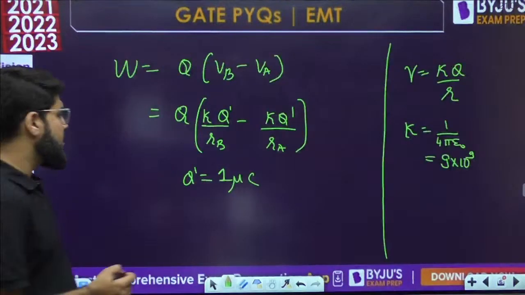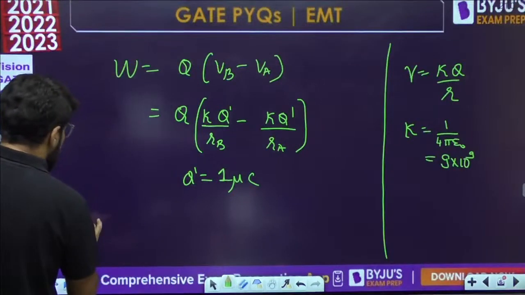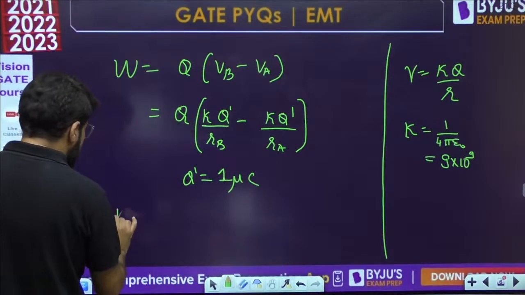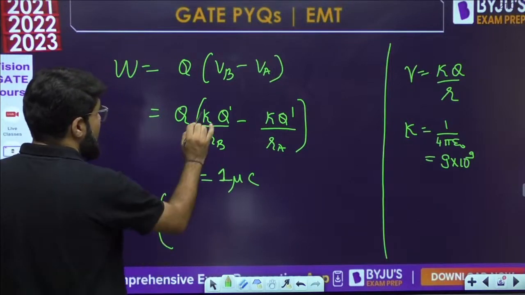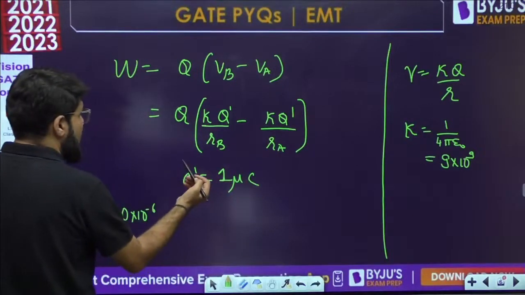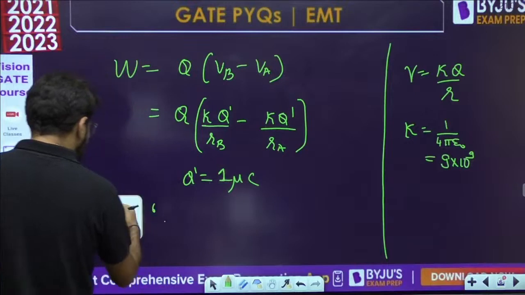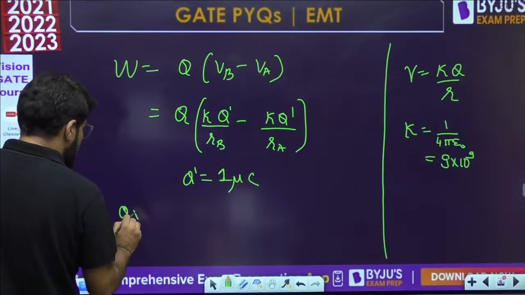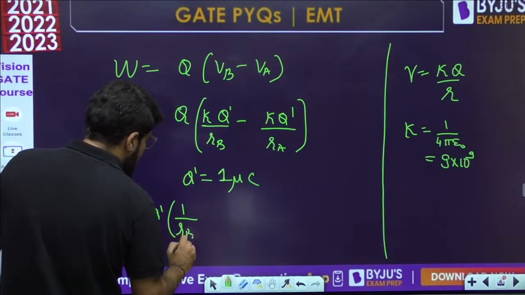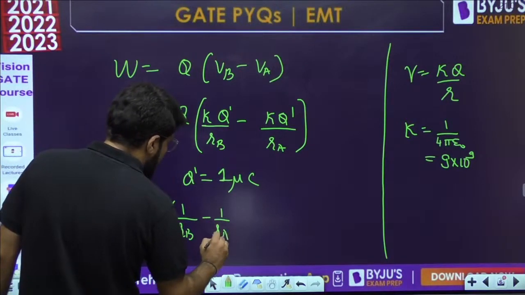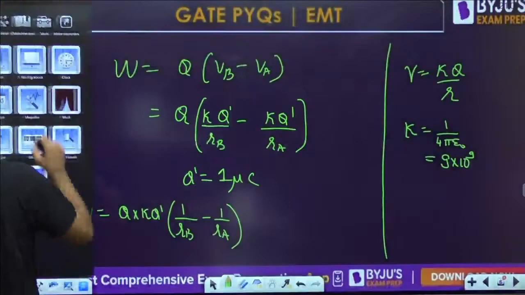Now you only have to place the values here. So how much will be the work done? Start placing the values. This Q is 10 microcoulomb, 10 into 10 power minus 6, multiplied by, you can take the KQ dash common, so Q into KQ dash common, 1 upon RB minus 1 upon RA. That's it.